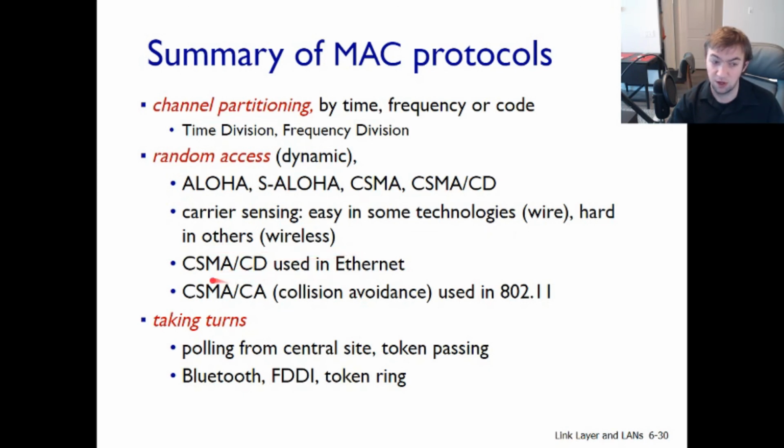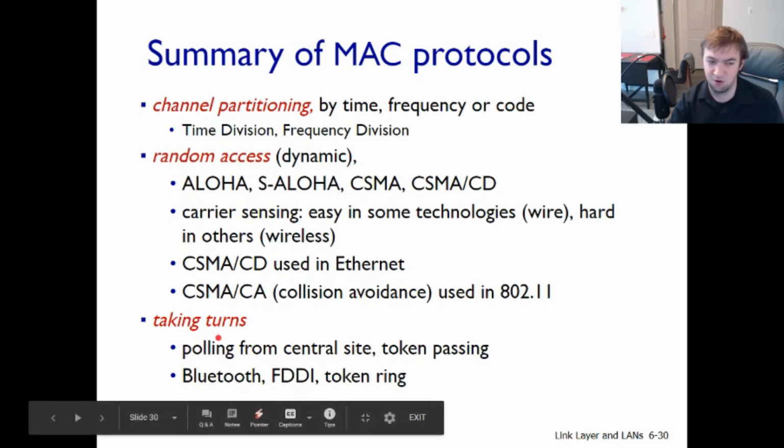Ethernet uses CSMA with collision detection, whereas Wi-Fi uses collision avoidance, where basically instead of just transmitting, you transmit the intent to transmit to make sure you're not talking over others. And then finally, taking turns can come from either polling using a central master site or using token passing. Bluetooth is an example of a technology that uses polling, whereas fiber distributed and token rings are both examples of token passing.